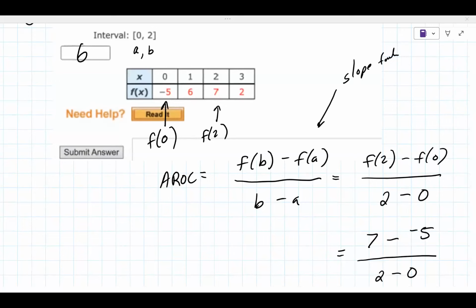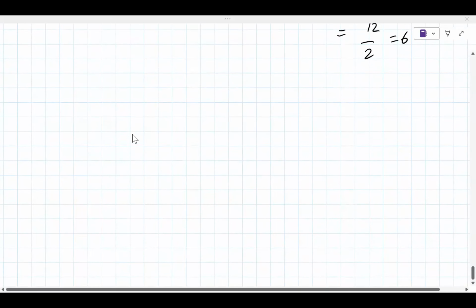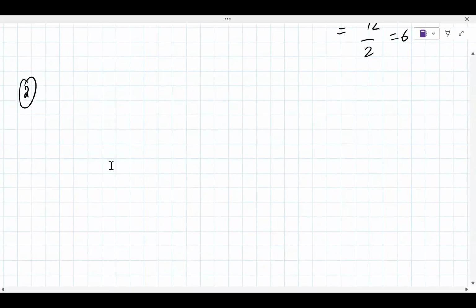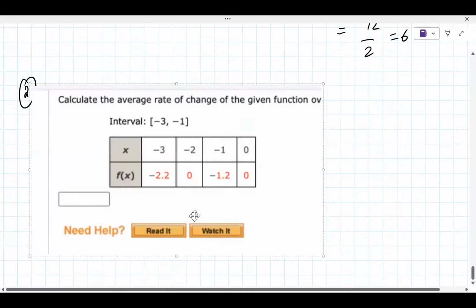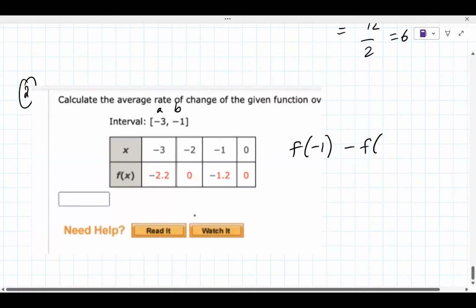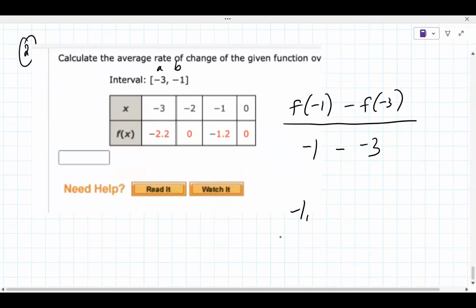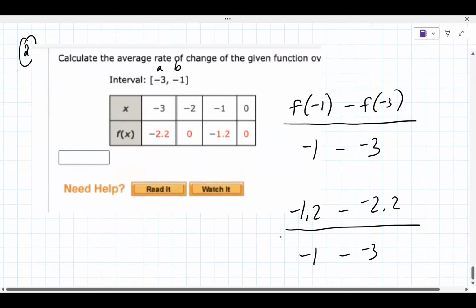All right, number 2 here. So the interval is -3, -1, a, b. It's f of -1 minus f of -3 over -1 minus -3. So you grab those values from the table.